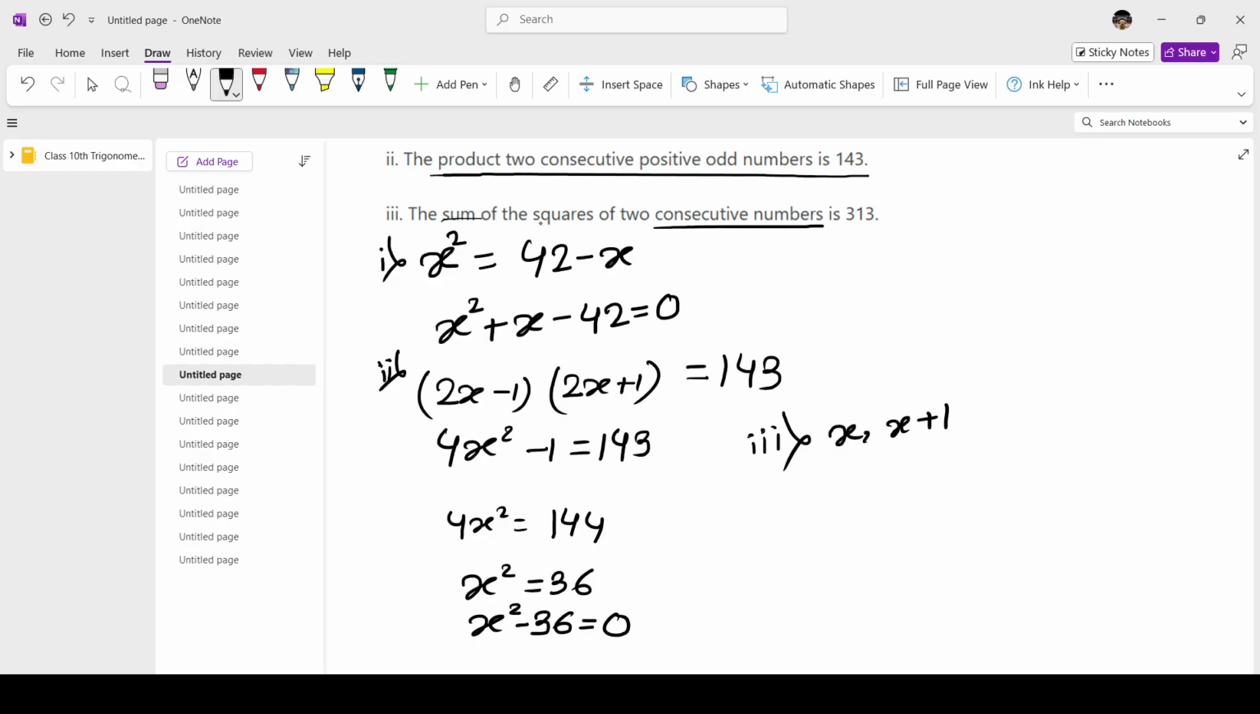Here the question has to square it. So we will square it. After squaring it will become x square plus x plus 1 square will be 3 1 3. After solving this will become x square plus x square plus 2 plus 1 equal to 3 1.